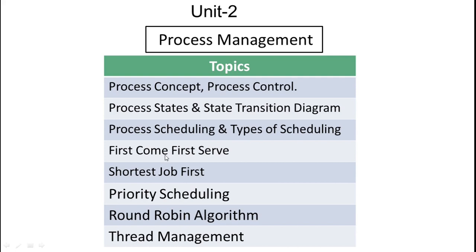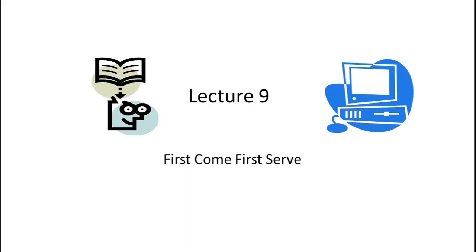Today we are going to discuss the first scheduling technique, that is first come first serve. So let's start without wasting time. Our first algorithm of process or CPU scheduling is first come first serve scheduling. FCFS scheduling is basically working in non-preemptive mode.